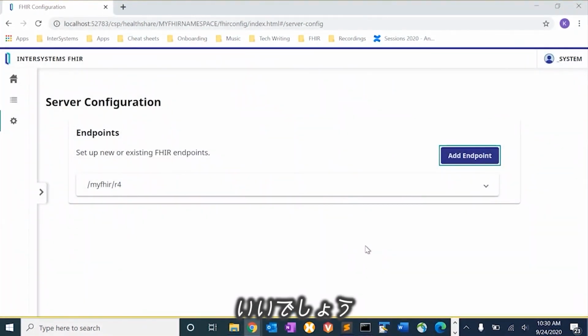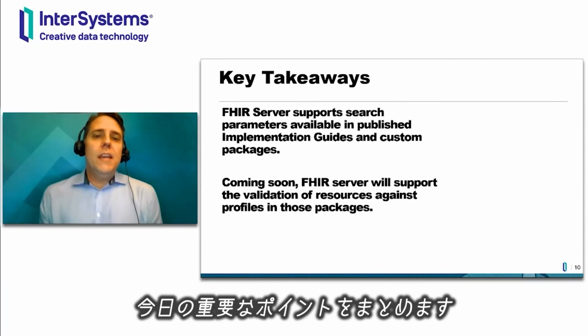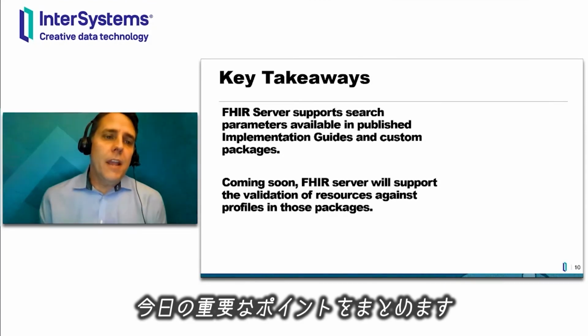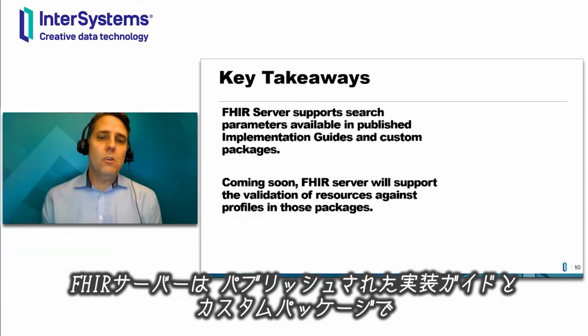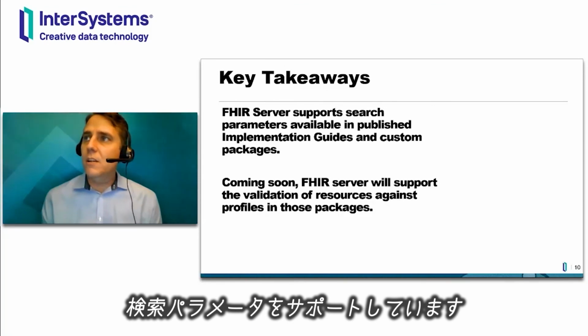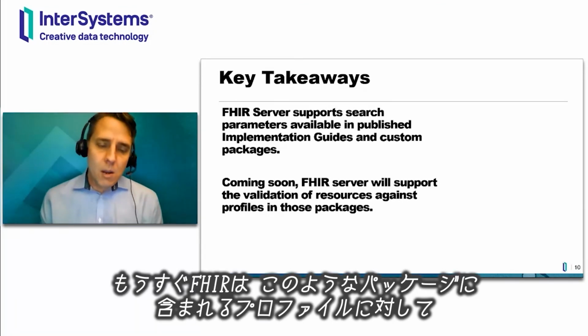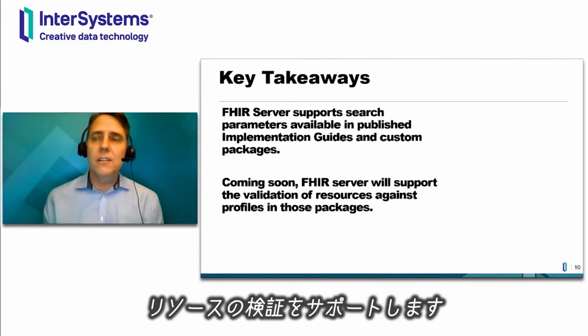Great. So just a couple key takeaways for today. One, in 2020.4, the FHIR server supports search parameters available in published implementation guides and custom packages. And coming soon, the FHIR server will support the validation of resources against profiles that are contained in those packages.